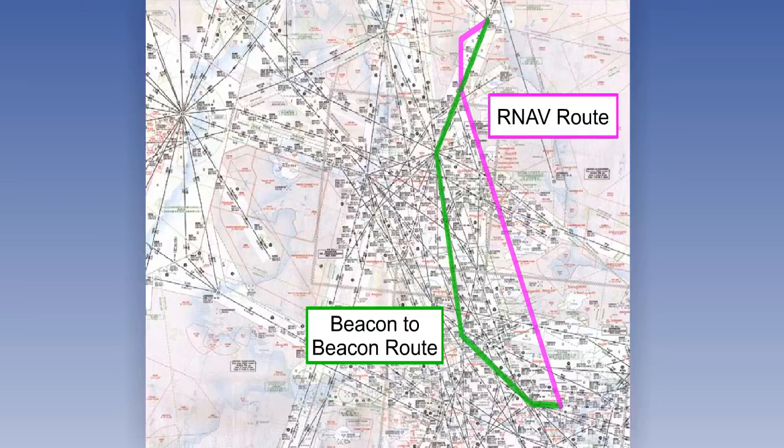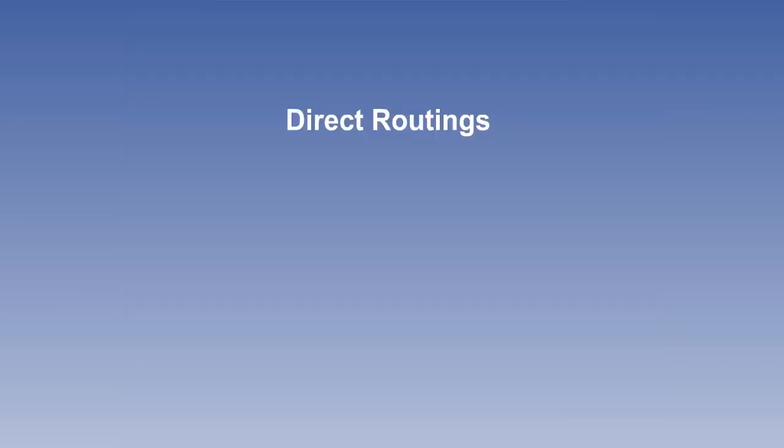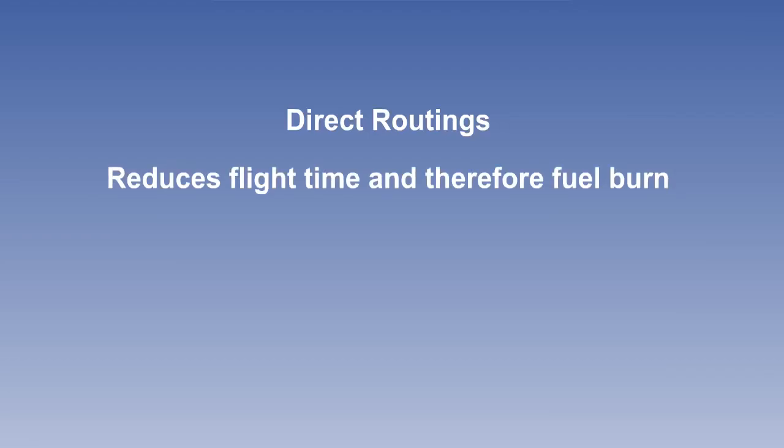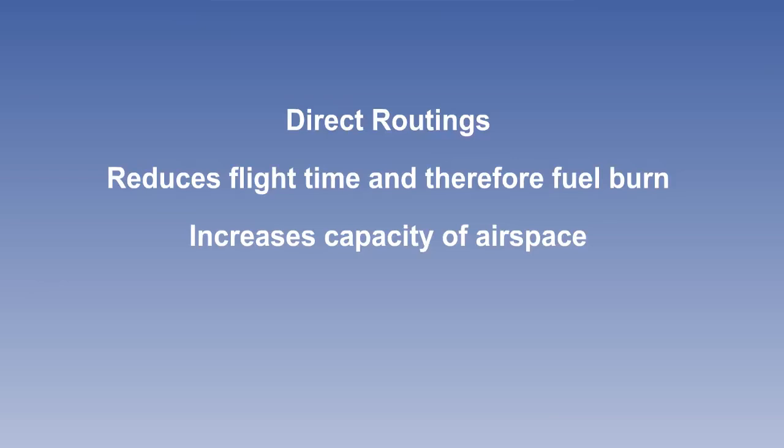These are the main points to remember. Area navigation is a system of navigation which permits aircraft operation on any desired flight path within the coverage of station-referenced navigation aids, or within the limits of self-contained aids, or any combination of these. It permits direct routings. It reduces flight times and therefore fuel burn. It increases the capacity of airspace.